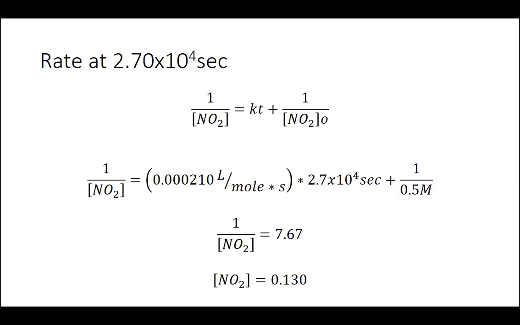We can make that time anytime, and we can figure out the concentration at that time. It's a very powerful tool.